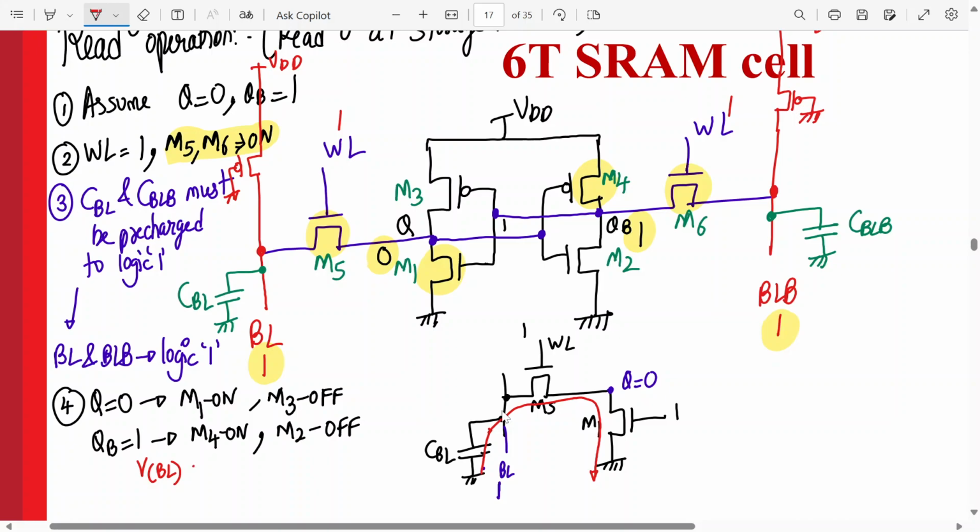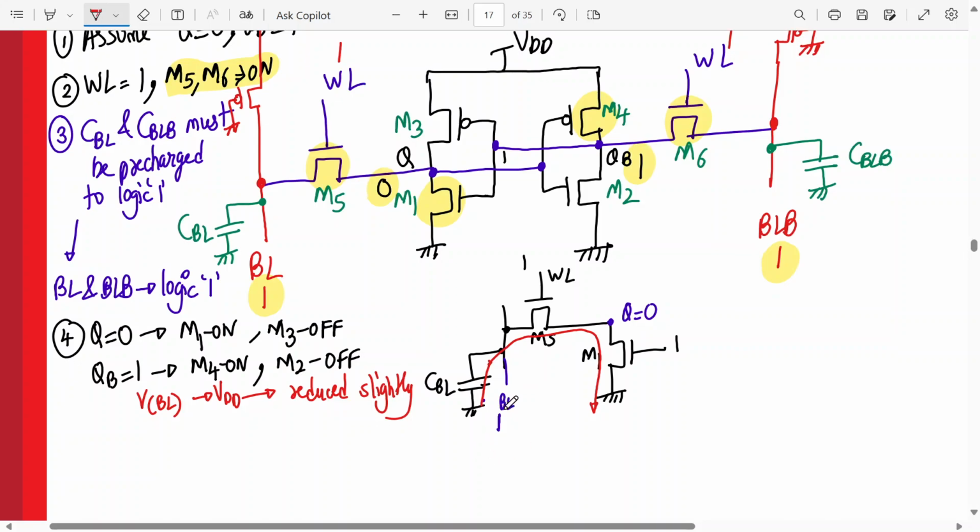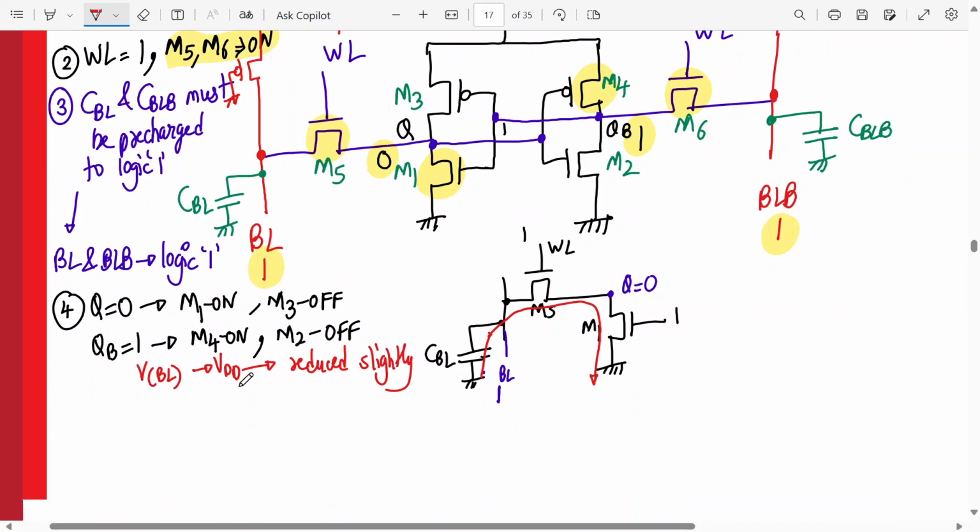So it was holding what? VDD, right? Initially it was holding VDD. Now it has reduced slightly because it is discharging slightly. Why slightly? Why is it not completely discharging? Because here it is 0 already and here it is 1. So it will continue to discharge slowly because we have the M5 access transistors also present over here. So this bit line was VDD, now it has reduced slightly.